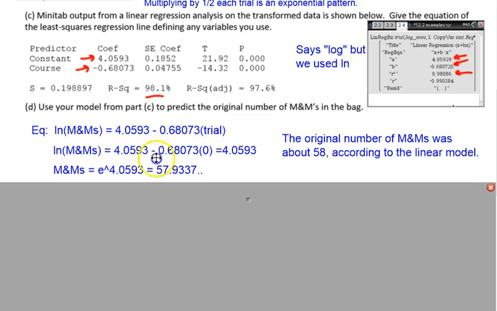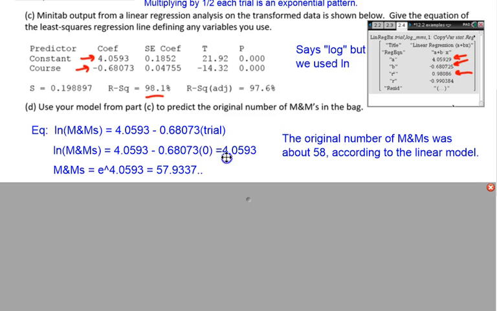Okay, so when I write the equation, it's natural log of M&Ms equals 4.0593 minus 0.68073 times the trial. Okay, so there's my y-intercept and my slope. If I want to predict the original amount of M&Ms in the bag, that would be trial 0. In other words, before I've dumped any amount, that would be trial number 0. I'd put 0 in. That would be my y-intercept.